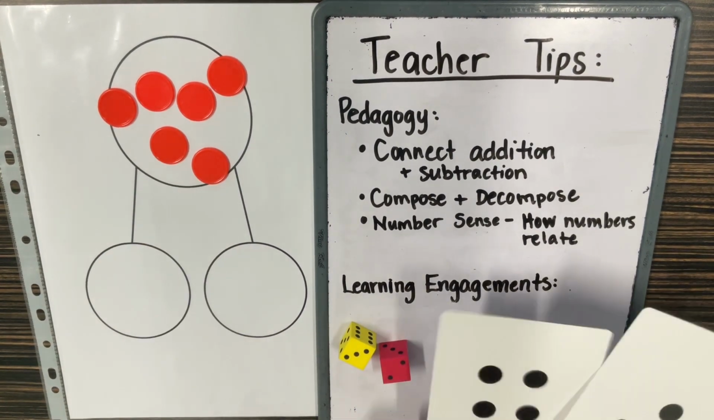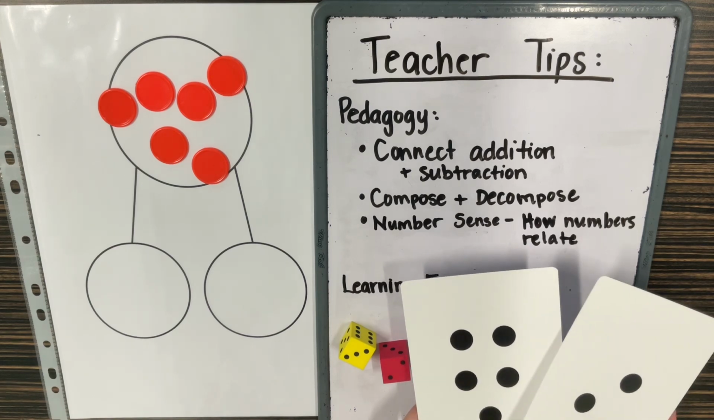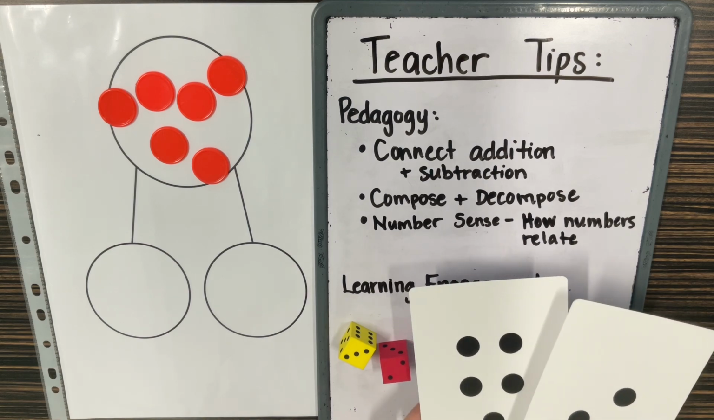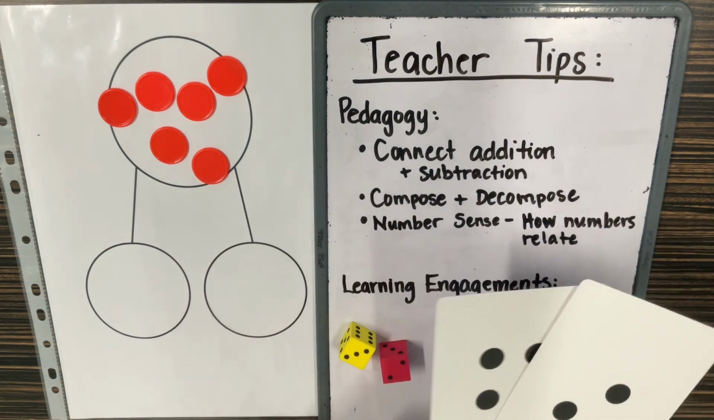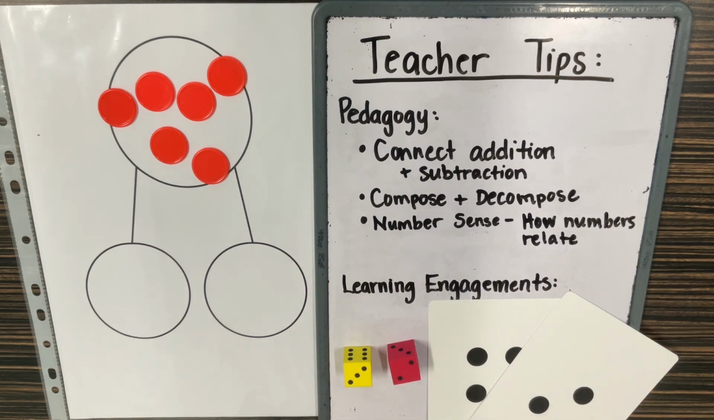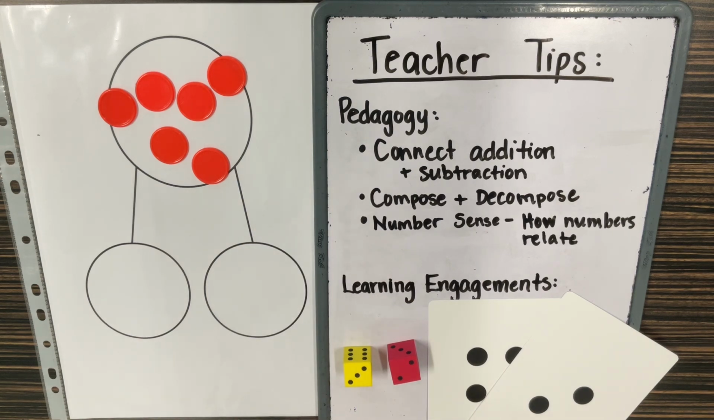You can use dot cards or subitizing cards to control if we're within 10 or within 5, or we're trying anything between 5 and 10. You can really control that and have them flip cards or choose cards instead of rolling a dice. These are simple ways to differentiate and really build this pedagogy and understanding for our students.